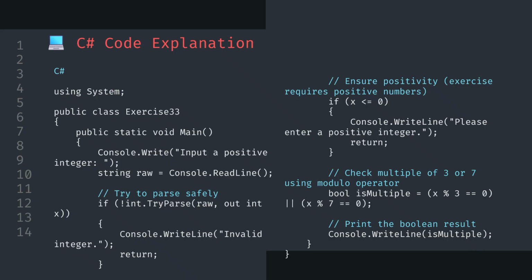The code is intentionally defensive and beginner friendly. int.TryParse prevents exceptions from malformed input. We check whether x is less than or equal to 0 to enforce the positive requirement, and give a helpful message when the input fails that check. The central logic is a single boolean expression using the modular operator and logical OR. It evaluates to true if either divisor fits. The program then prints the boolean result to the console, exactly as the sample outputs.